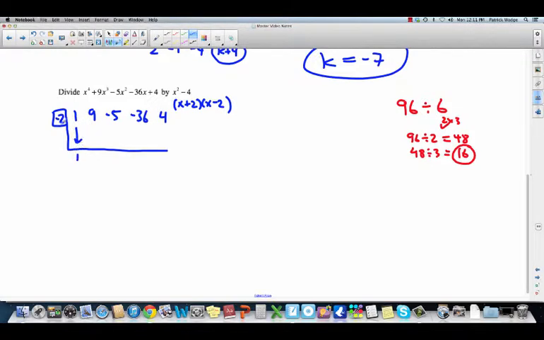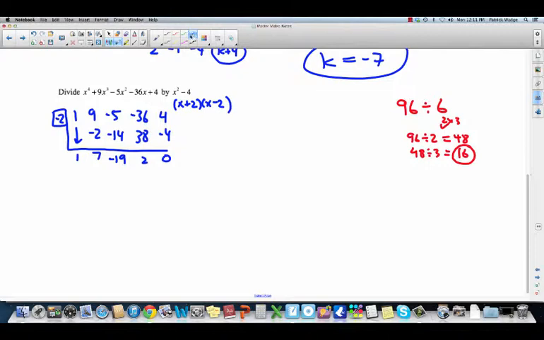Drag down the 1. Negative 2 times 1 is negative 2. Add, you get 7. Negative 2 times 7 is negative 14. Add, you get negative 19. Negative 2 times negative 19 is 38. Add, you get 2. Negative 2 times 2 is negative 4. Add, you get 0. Hey, that's nice. Why is it nice? No remainder.